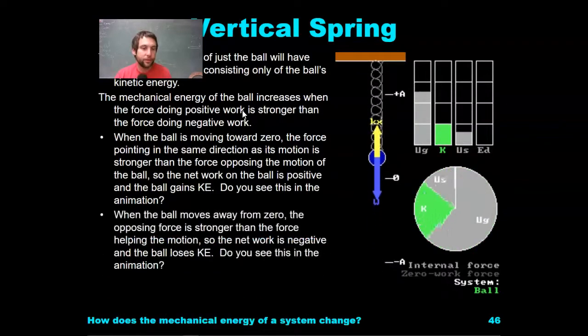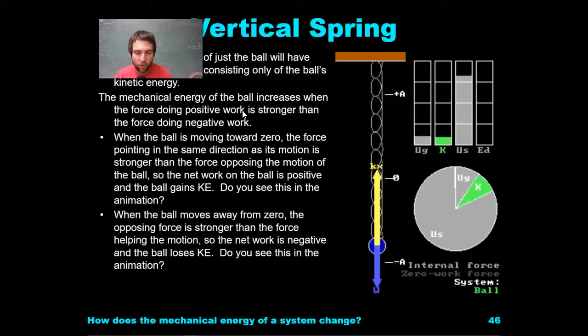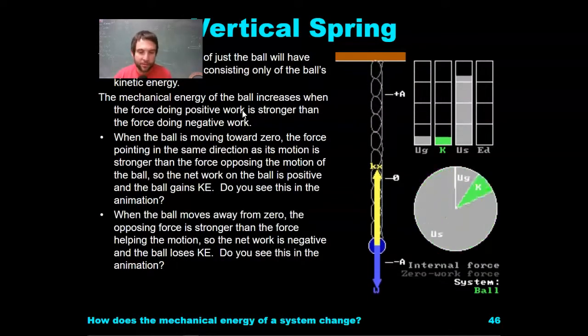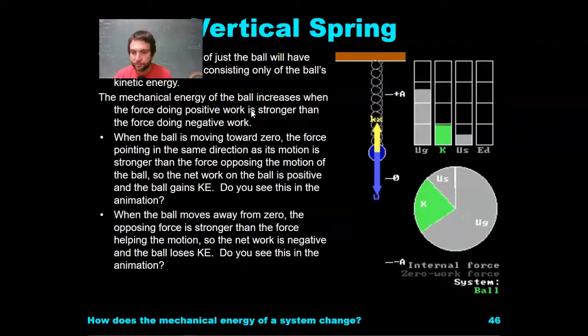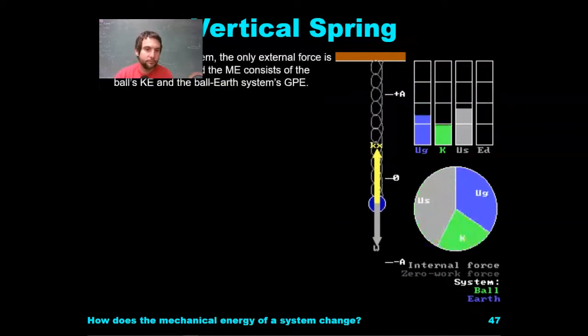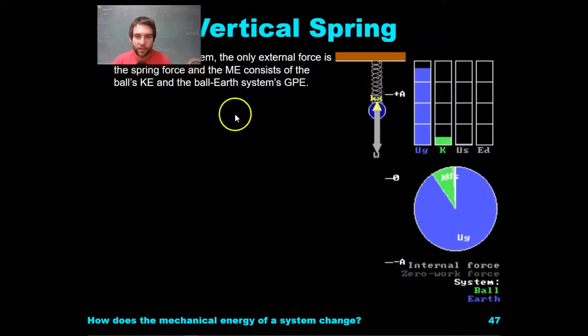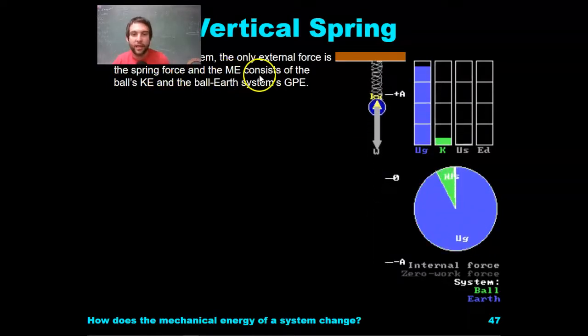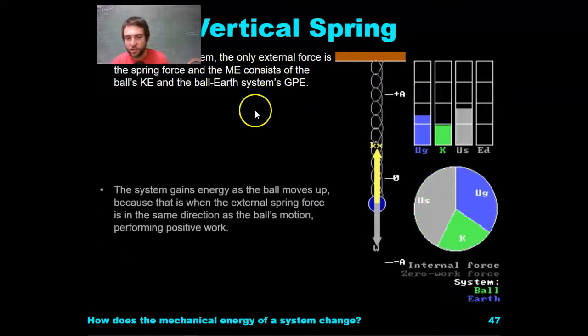So yep, good. When the ball moves away from 0, the opposing force is stronger than the force helping the motion. So the net work is negative, and the ball will lose kinetic energy. For the ball-Earth system, the only external force is the spring force, and the mechanical energy consists of the ball's kinetic energy and the ball-Earth system's gravitational potential energy.